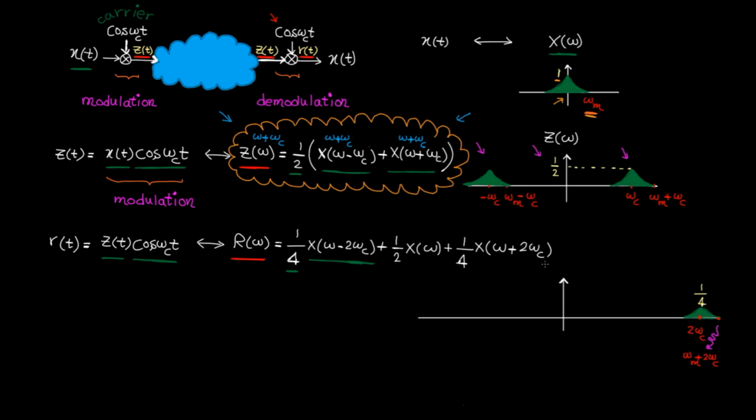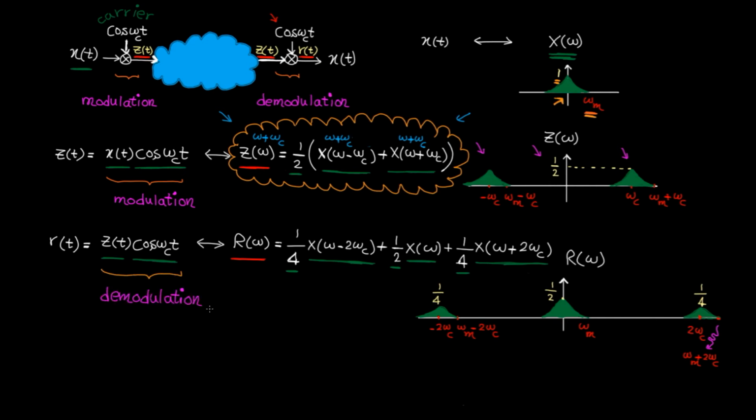To plot this term, we need to shift X(ω) by 2ωc to the left. So 0 goes to minus 2ωc and ωm goes to ωm minus 2ωc. The amplitude is again 1/4 of X(ω). Finally, this term is X(ω) itself, just the amplitude is 1/2. This signal is R(ω), which is what we get after demodulation.